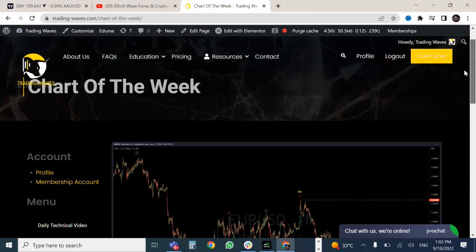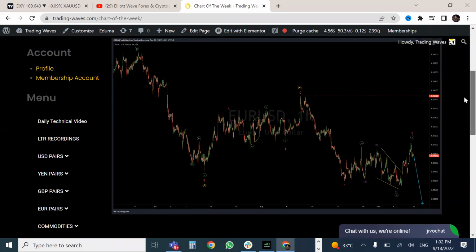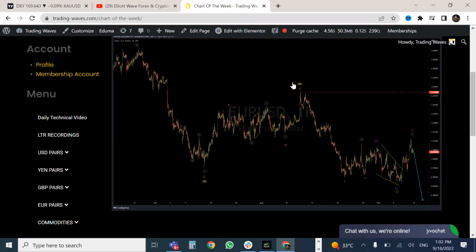So let's have a look at how we forecasted that. I just want you to see that this was forecasted like that. This was posted last Sunday. We know that this price went and did this. It was just in the blue box, so it went into the blue box and then started dropping as expected.